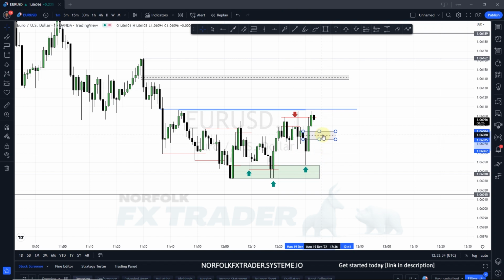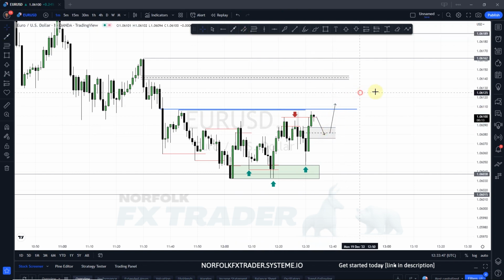Now we have this area of imbalance left over. Could see the market want to pull back to then go up. So you may see the market want to just drop back here to then take this high. That's a good area to watch.